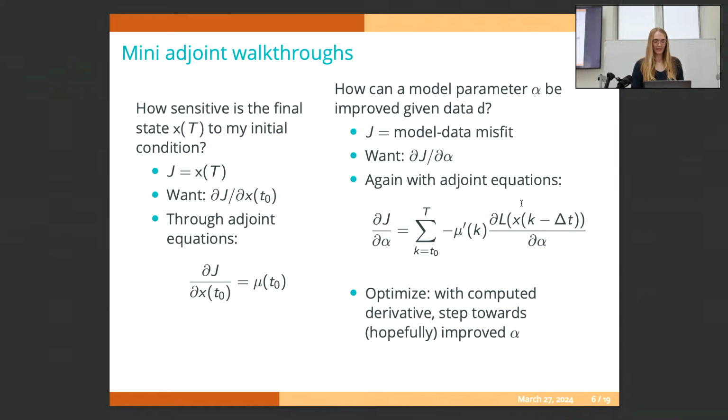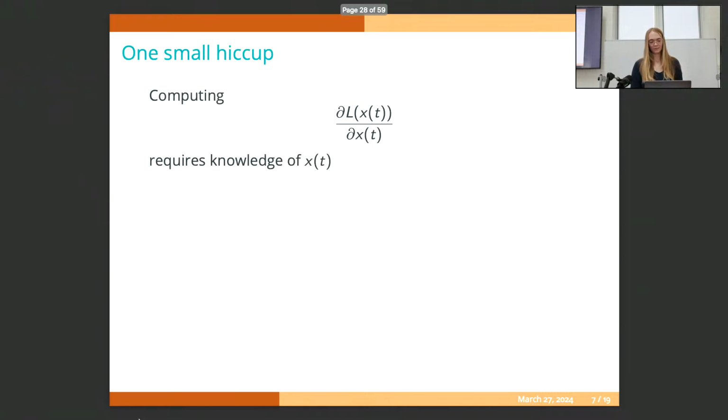So I like these examples because they give me meaning to what these mu's are. And like Joe mentioned, there is one hiccup to the adjoint method. Specifically, when L is a nonlinear model, taking the derivative of this with respect to the state requires me to know what x of t is.